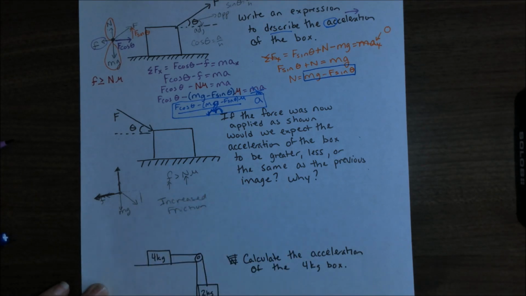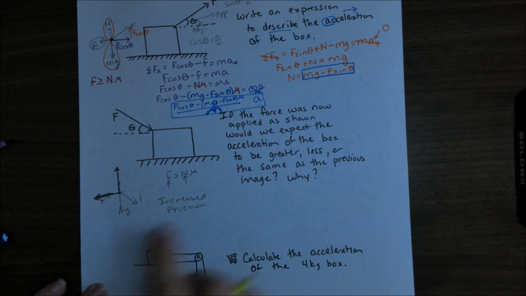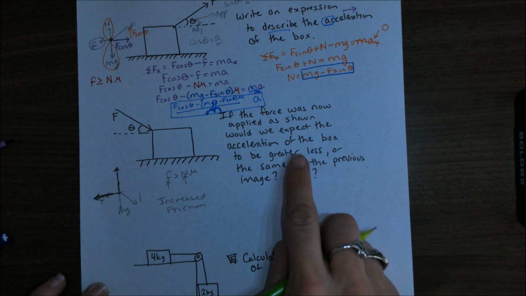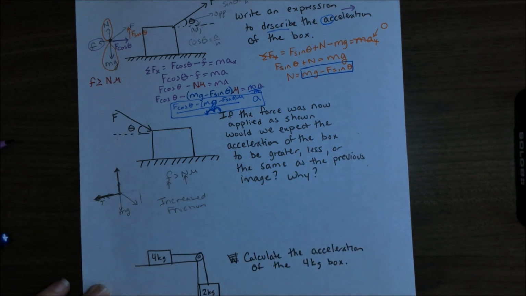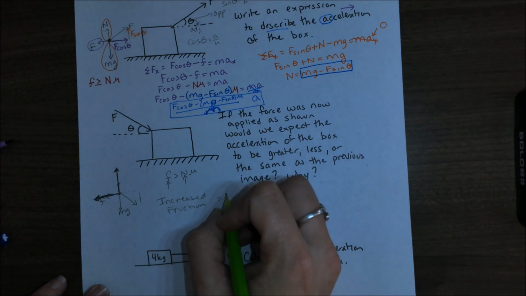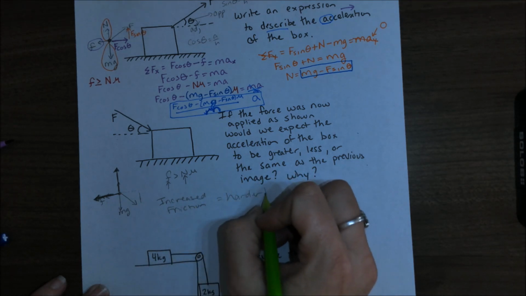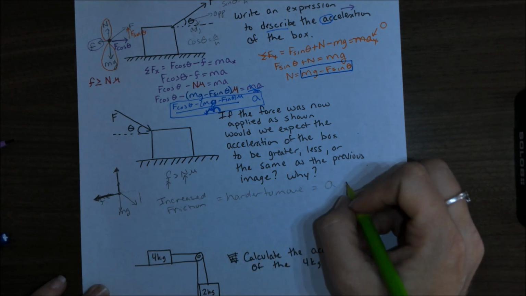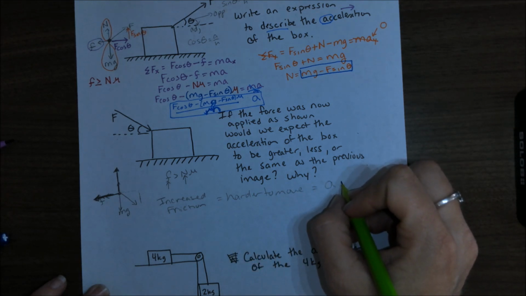Well, if I've increased my friction, what does that probably mean is going to happen to my acceleration? Am I going to accelerate greater, less than, or the same as I was before? Well, with more friction, it's going to be harder to move. Which means that my acceleration is going to be less.